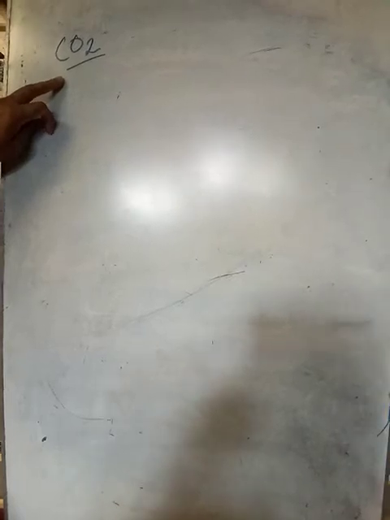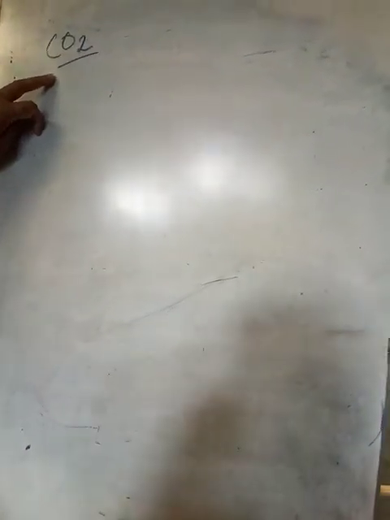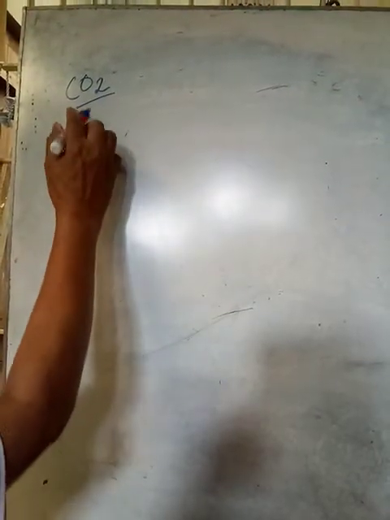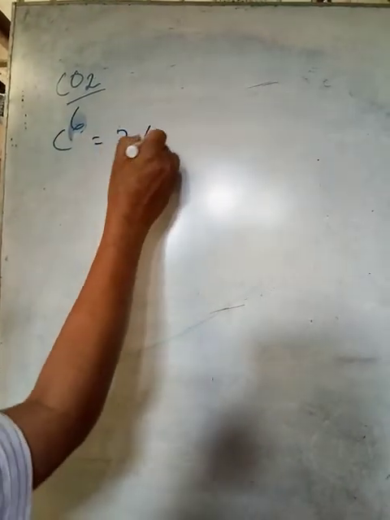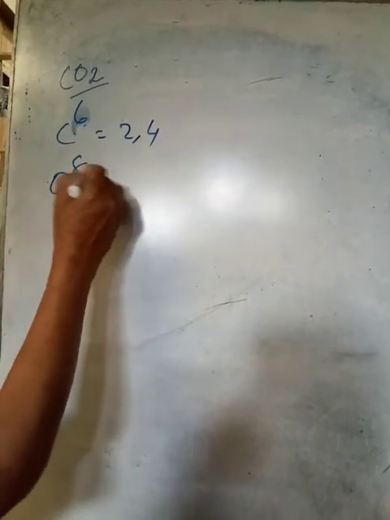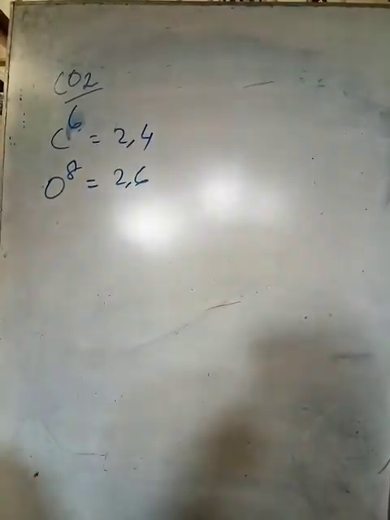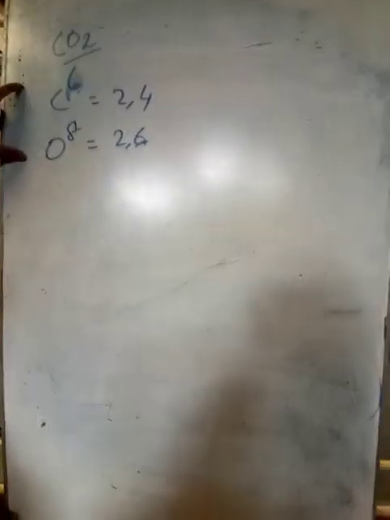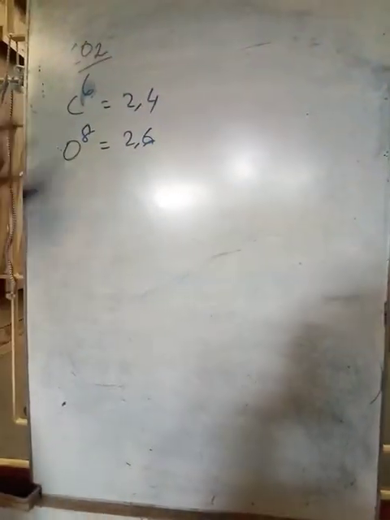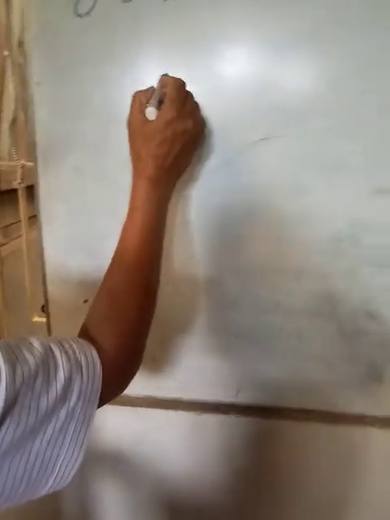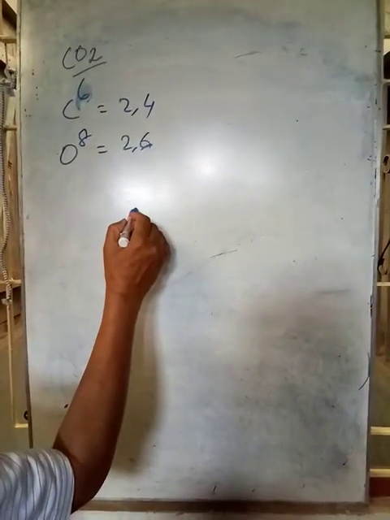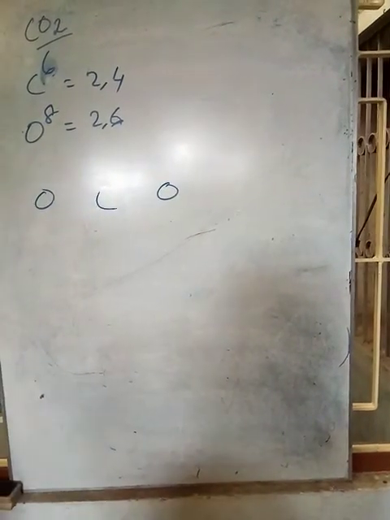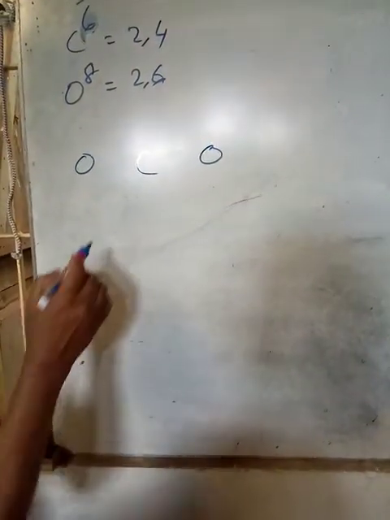See, carbon dioxide is formed by covalent bond. Carbon atom number 6, 2 and 4, and oxygen atom number 8, 2 and 6. To place the bond, you have to select the less number of atoms at the middle.